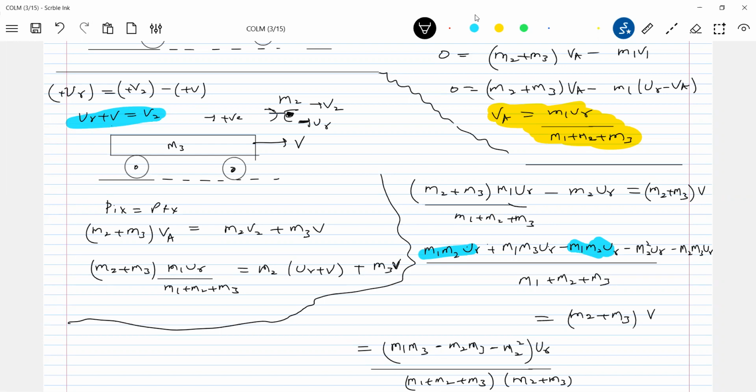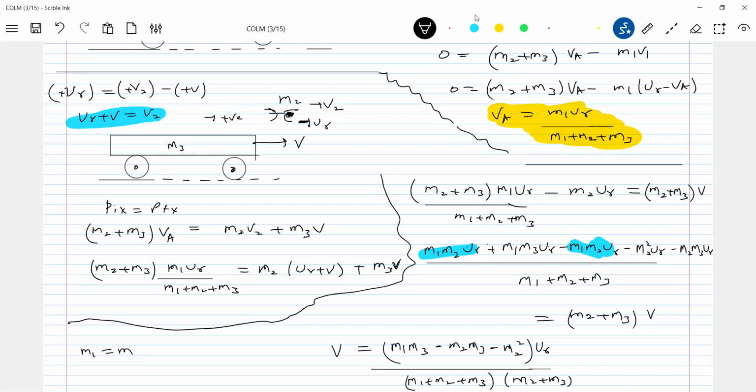Whether it will be positive or negative, how V will be less than or greater than VA. For that you can do one thing. Assume some value M1 equal to M, M2 equal to say 2M, M3 equal to some 4M. Check it. You get exactly some relationship between VA and V. So I'll just leave it to you.